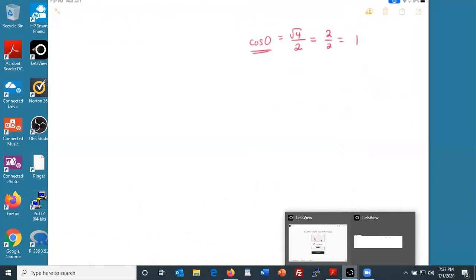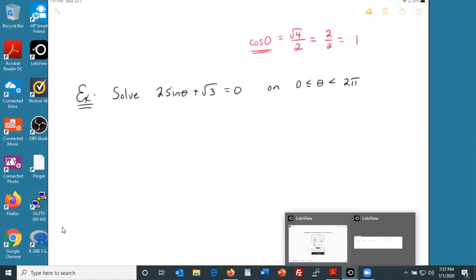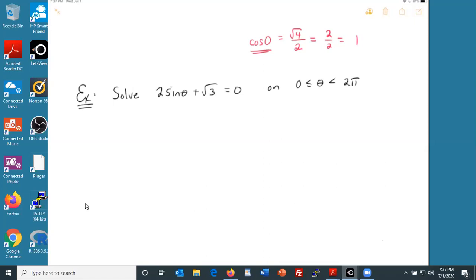Okay, so let's now continue with this example. All right, solve the equation 2 times sine of theta plus radical 3 equals 0 on the interval from 0 to 2 pi. Now take a look at that inequality. We have 0 is less than or equal to theta is less than 2 pi.